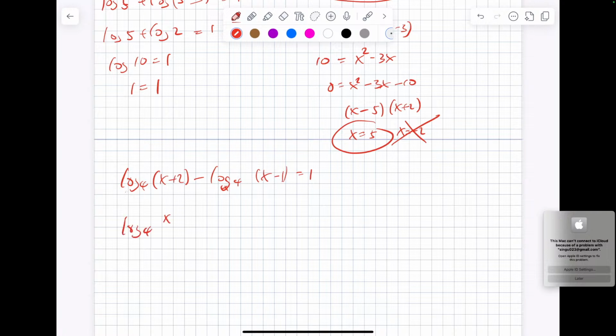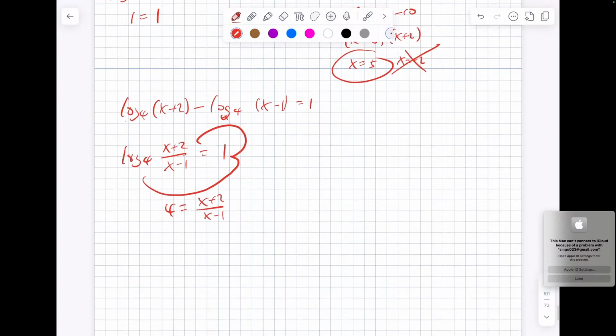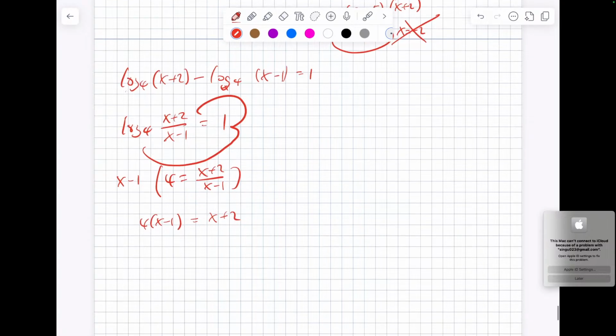So this one becomes x plus 2 minus x minus 1, right? And then I can just do here 4 equal to x plus 2 over x minus 1. Now you don't like fractions, so you can multiply both sides by x minus 1. So it'll be 4 times x minus 1 equal to x plus 2. 4x minus 4 equal to x plus 2. 3x is equal to 6, x is equal to 2. So 2 is fine. 2 is the right answer.